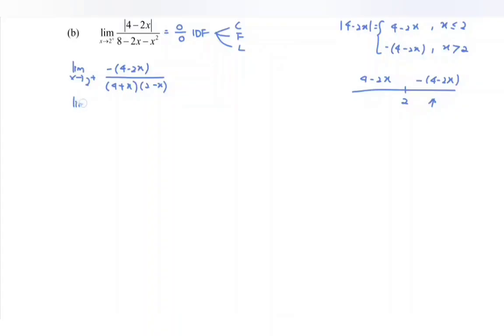So limit as x approaches 2 from the right. If we factor out the 2, then we will have negative 2 bracket (2 minus x) over (4 plus x) and then (2 minus x). Notice that we have common terms in here and also in here. So simplify. Limit as x approaches 2 from the right, we have negative 2 over (4 plus x). Kindly substitute 2 and we will have negative 2 over 6, which is negative 1 over 3 for the value of y.